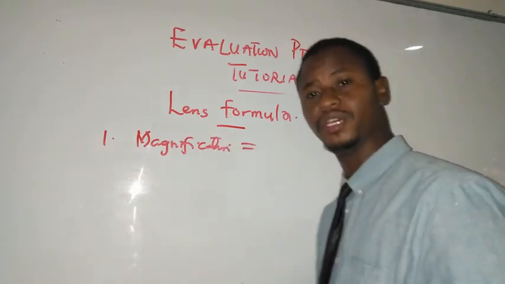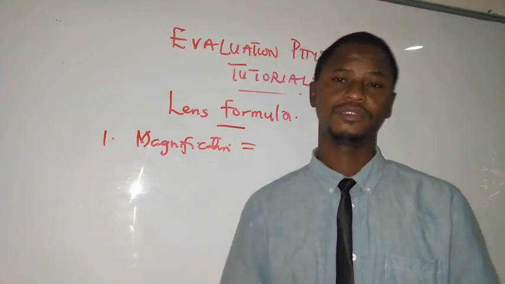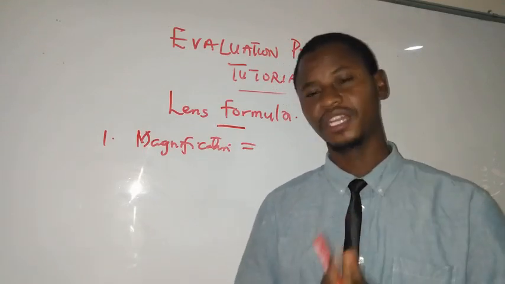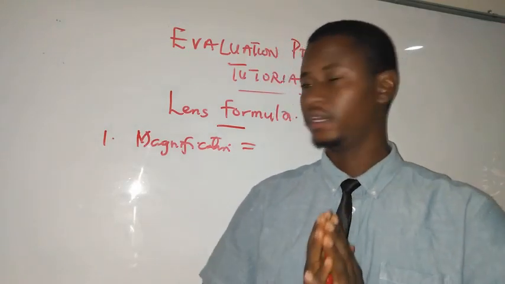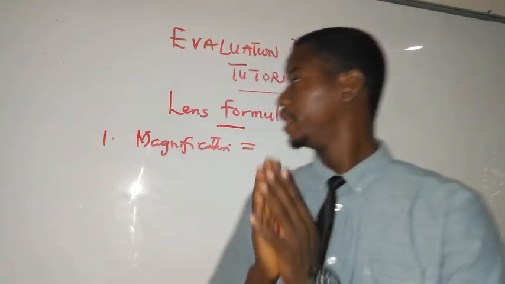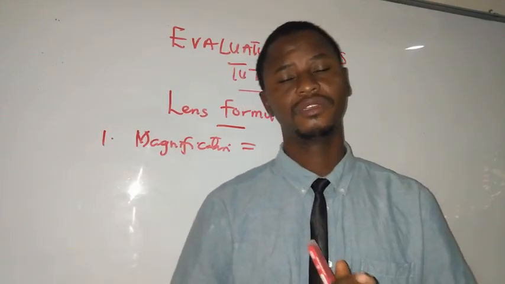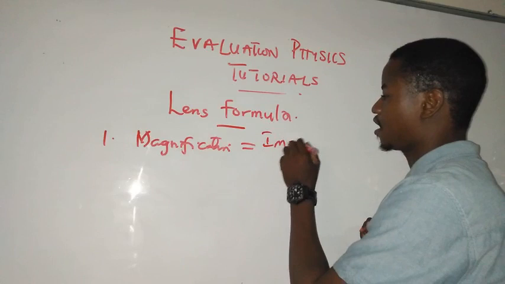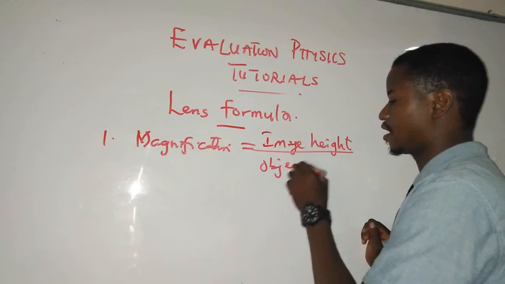Now, magnification is a ratio which expresses the size of an image with respect to an object. It could be greater than 1 or less than 1, but it can never be equal to 1. The only optical instrument that gives us a magnification of 1 is a plane mirror. So in a lens, the magnification is either less than 1 or greater than 1. And the formula for calculating magnification is image height divided by the object height.